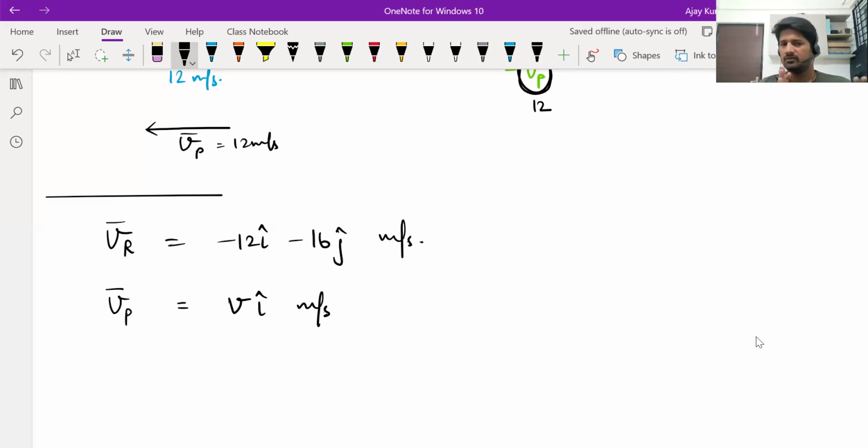Okay. So we took it as V i cap. V could be a positive number if the person is going to the right. V will be a negative number if the person is going to the left.